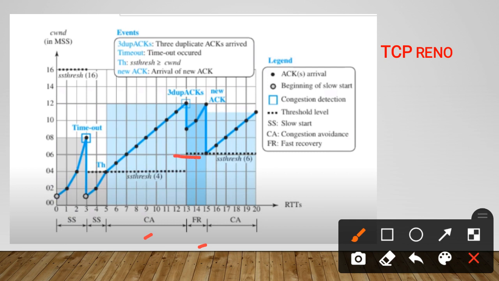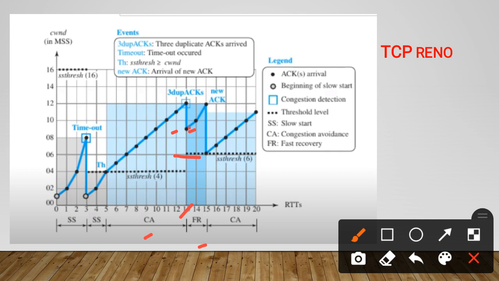But here it does not start with the slow start, because it is a fast recovery. So what will it do? Because of the 3 acknowledgement, the threshold level is added with the 3 value, so 3 plus 6, it will start from the 9 value, and it will be incremented by 1, 1 plus 2, 2 plus 3, 3 plus 4, means 1 by 1 it will be incremented.